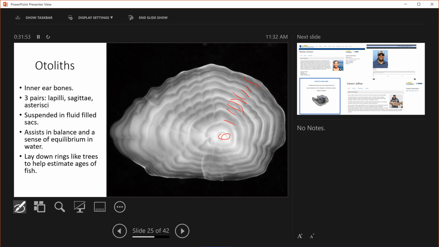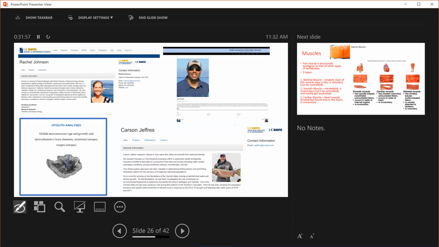Unfortunately, you have to kill them, but it's really useful in stock assessment. And there's a bunch of scientists here at UC Davis who are taking otoliths to a new level.